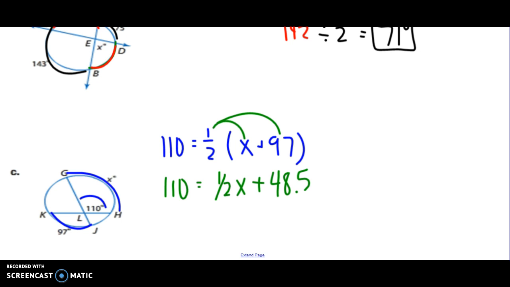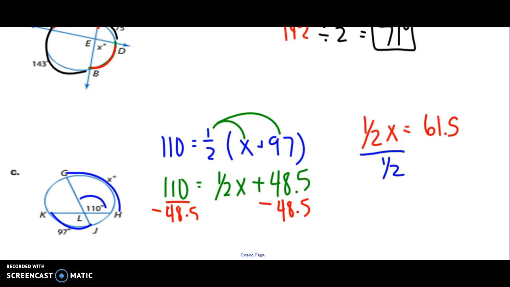Okay? So what I would do then is I'd subtract 48.5 from both sides. Okay, so 110 minus 48.5, and I find that 1/2 x is equal to 61.5. Now how do I undo multiplying by 1/2? Divide by 1/2, or multiply by 2. And I find that x is going to be equal to 123 degrees.